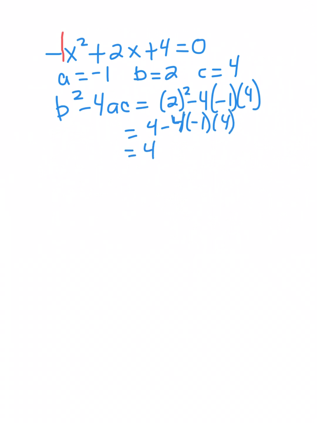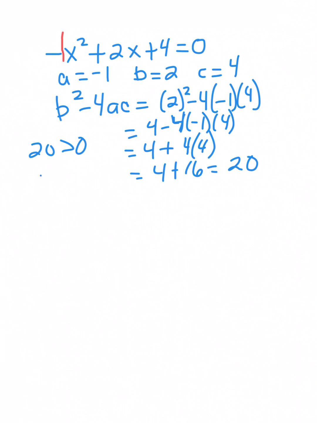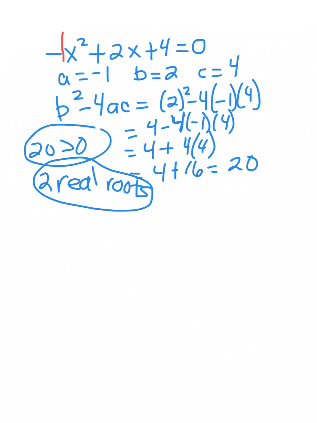So now I'm working on my multiplication. -4 times -1 is a +4. And then I would have 4 plus 16, which is 20. So this number that I got this time, 20, is greater than 0. So in this case, we would have 2 real roots. Kind of squished that in, didn't I? All right. Now let's do the last one.